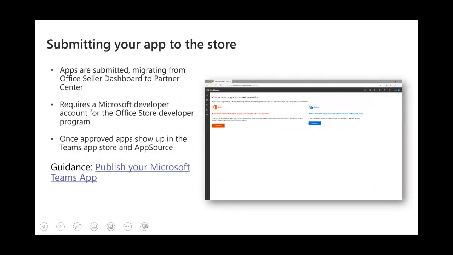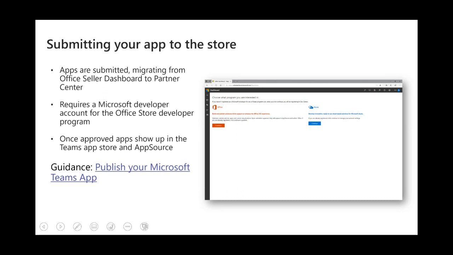Okay, so once your testing is done, once you're ready with your app, you want to submit it to the App Store. We are moving from Seller Dashboard to Partner Center for this experience. And one of the requirements here is for you to have a Microsoft Developer account for Office Store Developer Program. So that is the first thing you want to do.